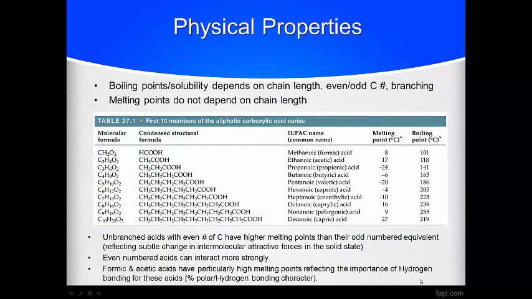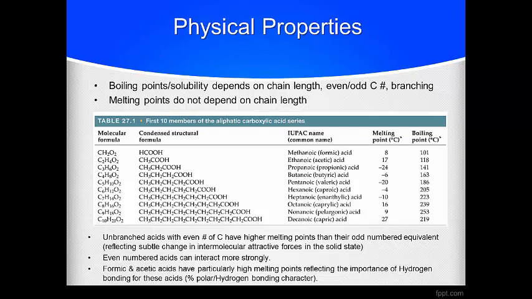Okay, so let's have a look at the physical properties, so the boiling points and solubility. So it's dependent again on the chain length and the even odd carbon numbering and branching. So let's have a look here. So we have our carboxylic acid, so our formic acid, which is a carboxylic acid with a hydrogen. So formic acid or methanoic acid if you're going to use the IUPAC naming. We've got ethanoic, so bringing in a carbon, coming off the carbonyl.